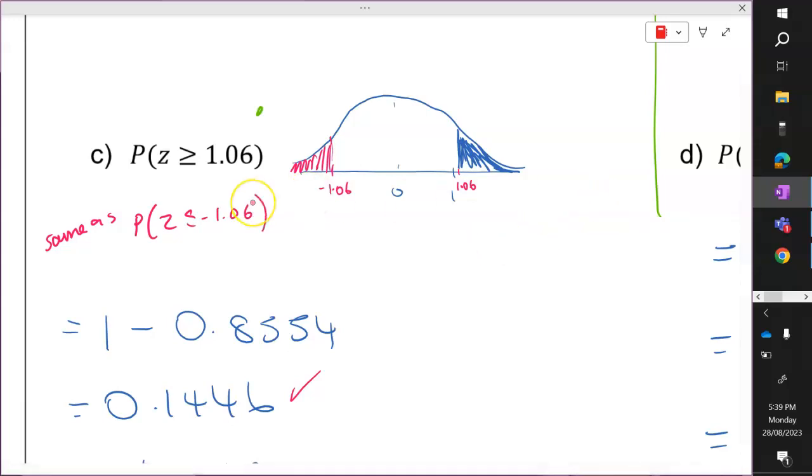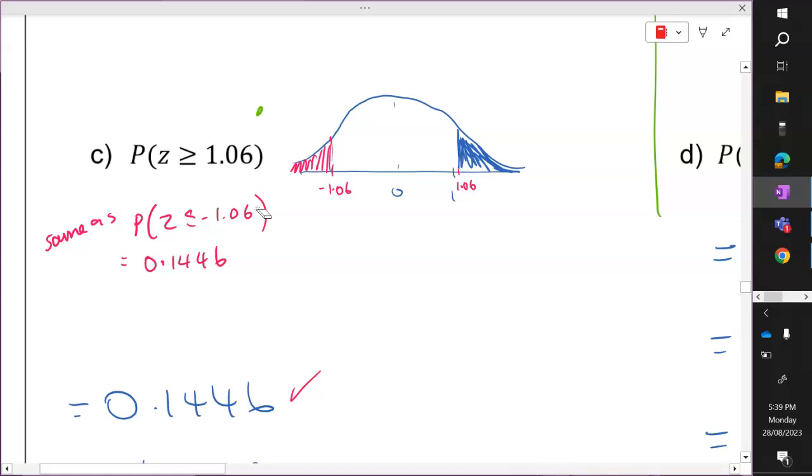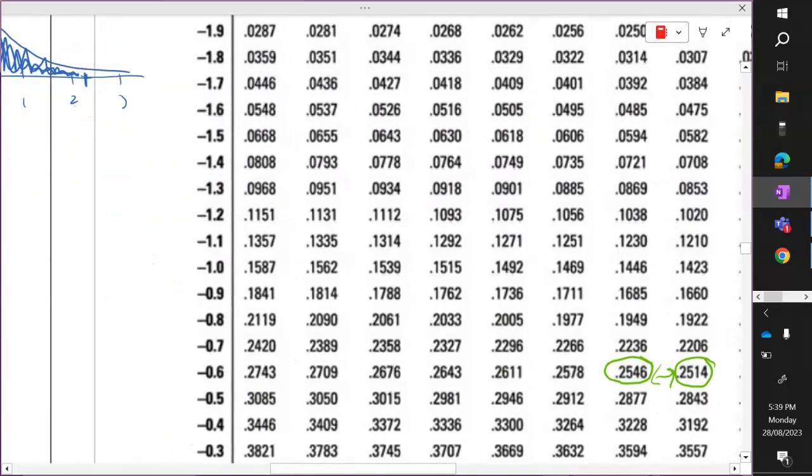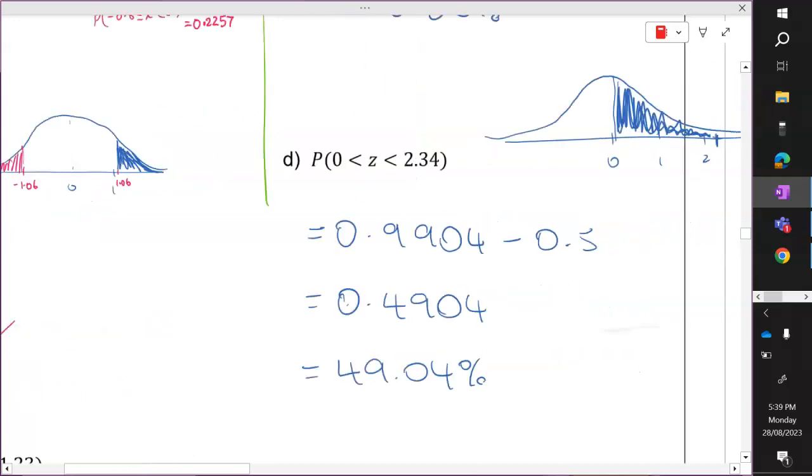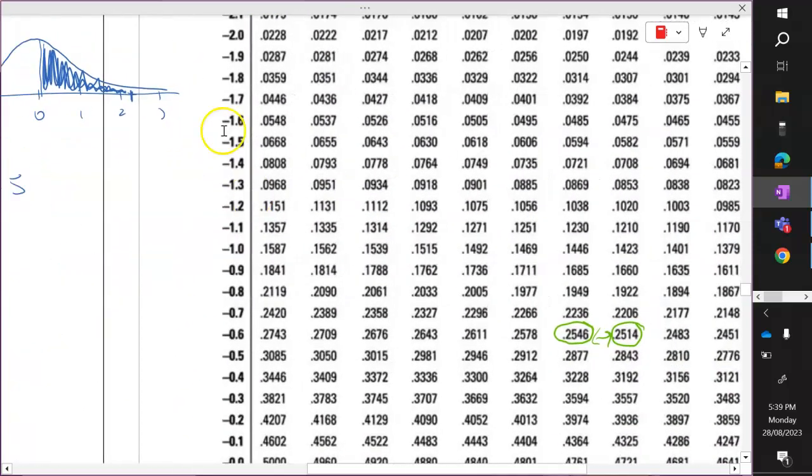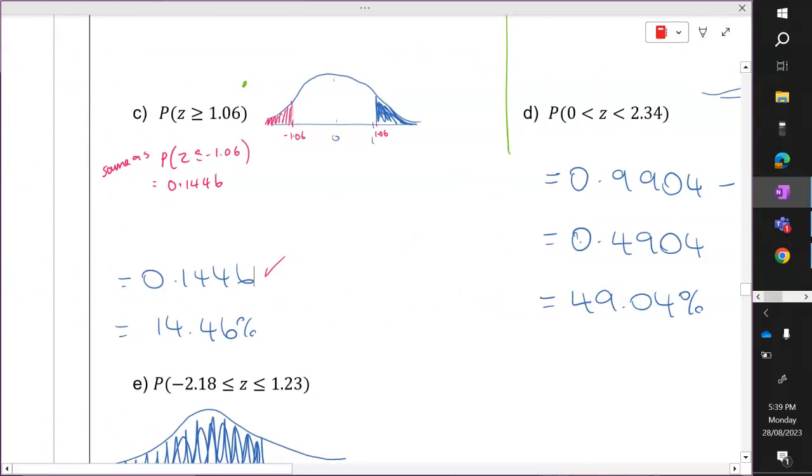And if we go straight to the chart, we're going to read off 0.1446. So let's go back to the chart and have a look. What's our value again? Sorry, guys. 1.06. Okay, so 1.00, 1.01, 2, 3, 4, 5, 6. That's 1.06, 0.1446. And that's my answer there, which is 14.46% of scores are going to be greater than 1.06.